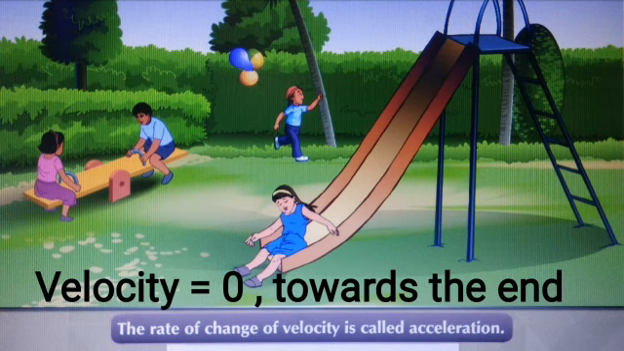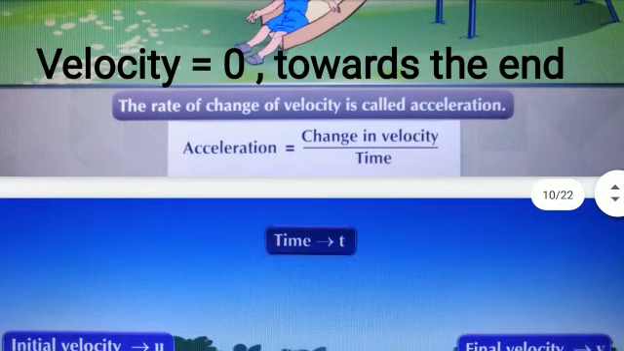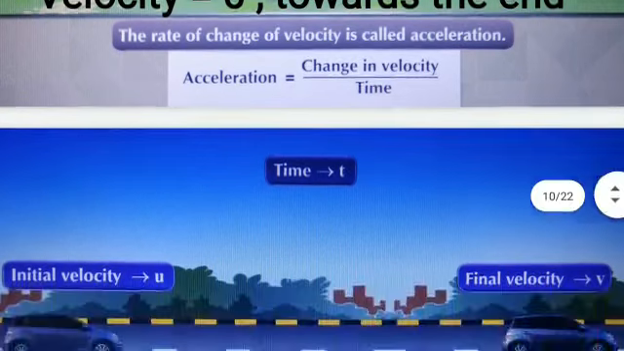This shows that there is a change in velocity. At the top of the slide, the girl has less velocity. It increases in the middle and it becomes zero towards the end of the slide. That means there is a change in velocity. And this rate of change of velocity is called acceleration. What is the formula for acceleration? Acceleration is equal to change in velocity upon time.